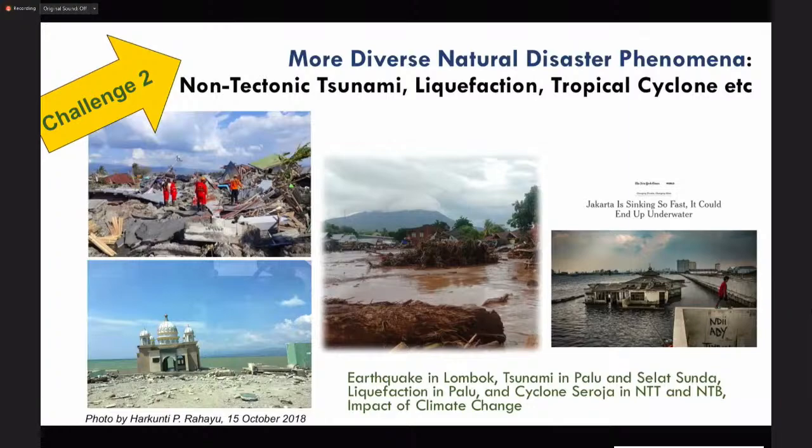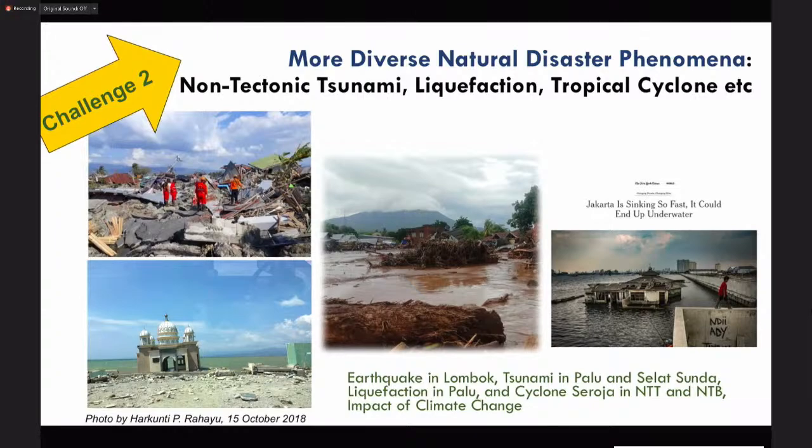Another challenge faced by most of us, disaster risk reduction experts and practitioners, is that the phenomena of natural disaster have changed. Not only the traditional tectonic tsunami that we know, but remember back in 2018, in September and December, the tsunami that was the first time for us, generated by the collapse of the Gunung Anak Krakatau caldera. Also, it was the first time we saw flow liquefaction in Palu, which moved whole villages to another place.